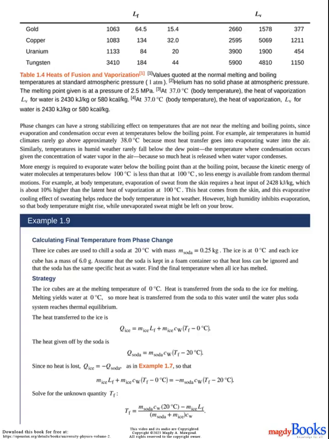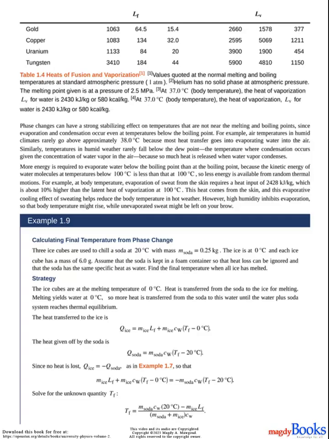Phase changes can have a strong stabilizing effect on temperatures that are not near the melting and boiling points, since evaporation and condensation occur even at temperatures below the boiling point. For example, air temperatures in humid climates rarely go above approximately 38.0 degrees Celsius because most heat transfer goes into evaporating water into the air. Similarly, temperatures in humid weather rarely fall below the dew point, the temperature where condensation occurs given the concentration of water vapor in the air, because so much heat is released when water vapor condenses.